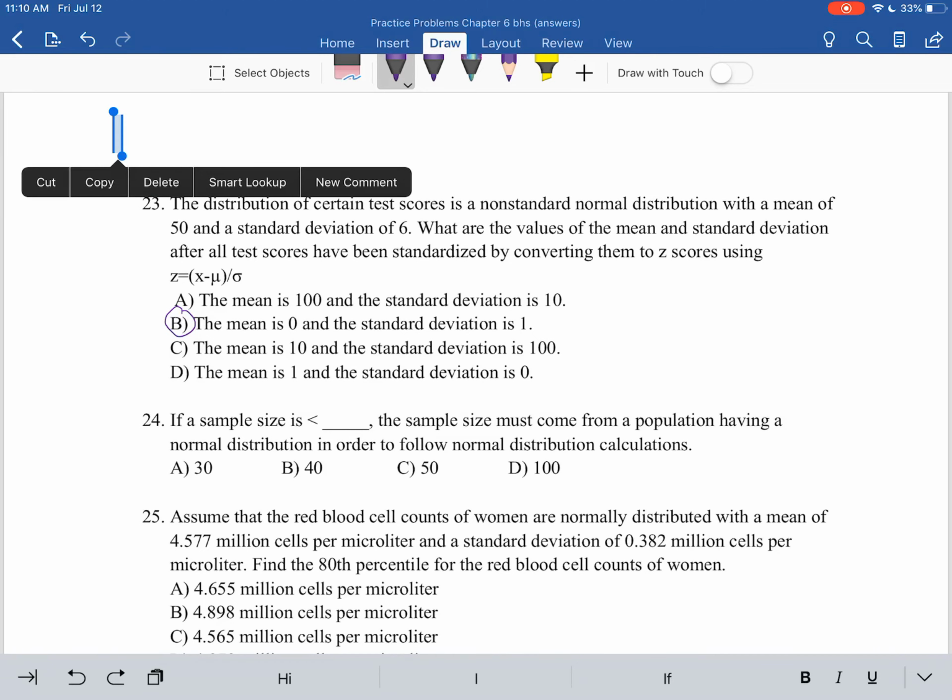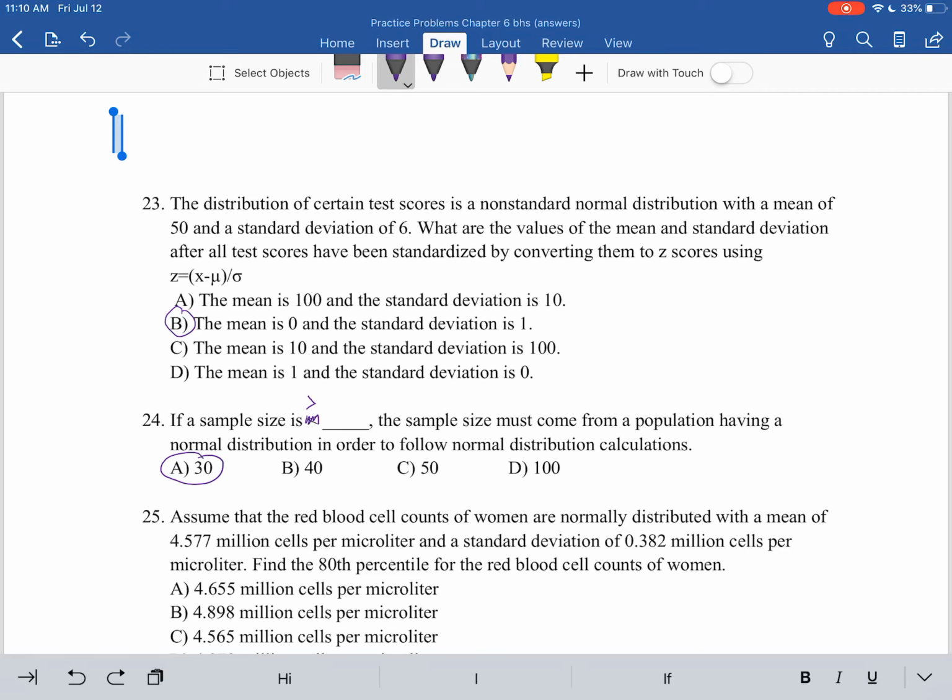This one, still didn't change it. We don't want to say less than, change it to greater than. If sample size is greater than blank, the sample must come from a population having a normal distribution, in order to follow normal distribution calculations. And this is just 30.